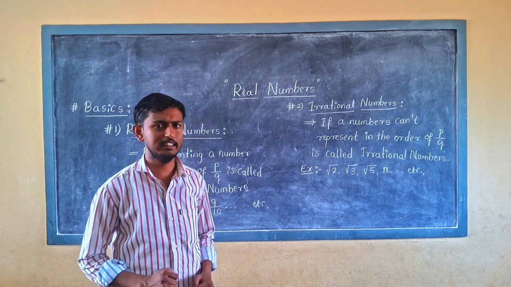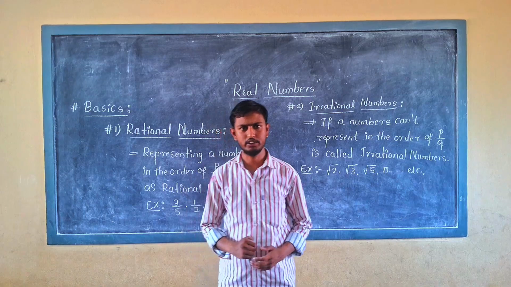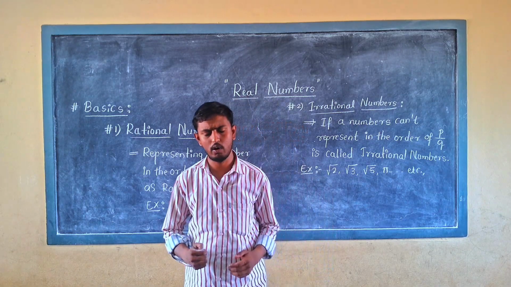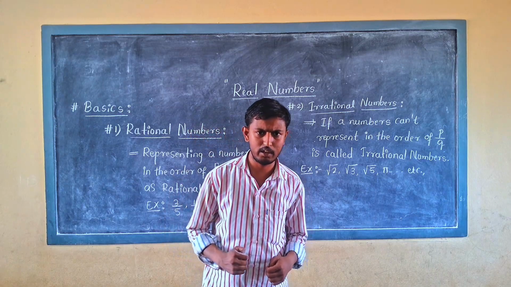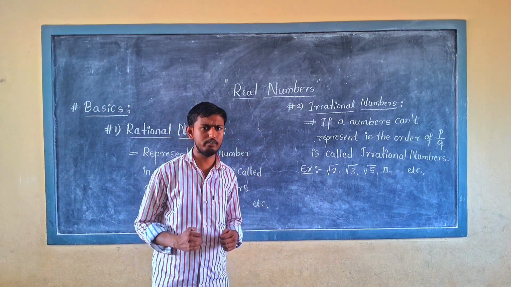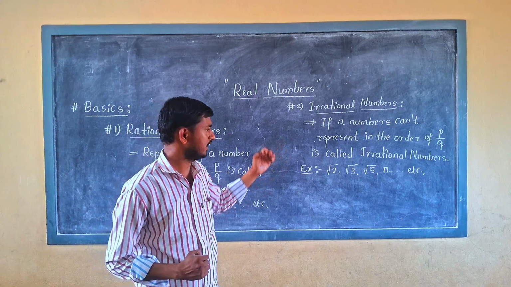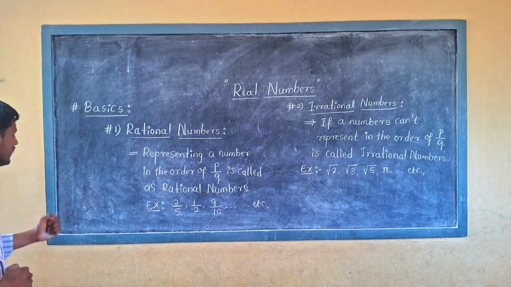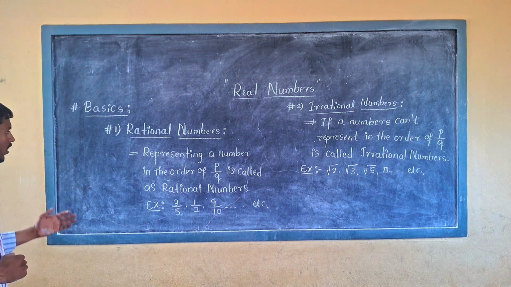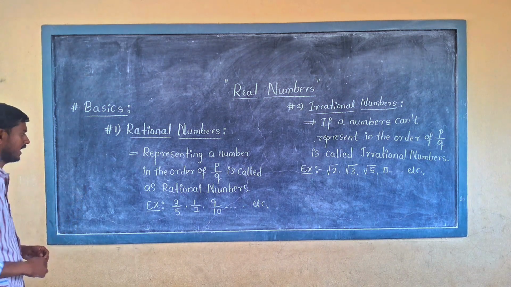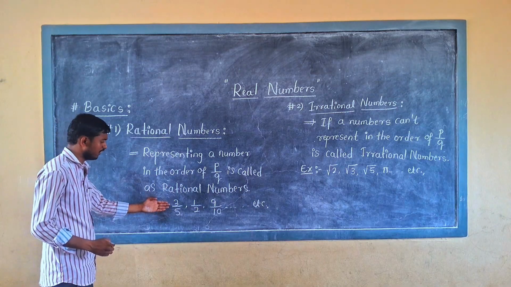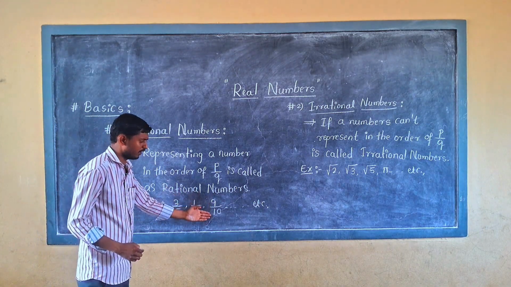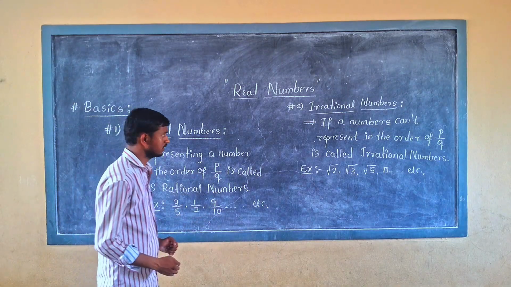The next basic thing is rational numbers and irrational numbers. A number that can be represented in the form of p upon q is called a rational number. If we can't represent it in the form of p upon q, it is called an irrational number. Examples of rational numbers are 3 upon 5, 1 upon 2, 9 upon 10. These are rational numbers.